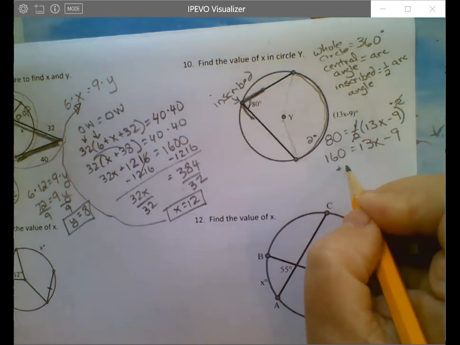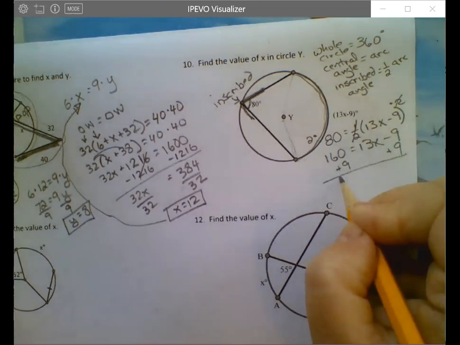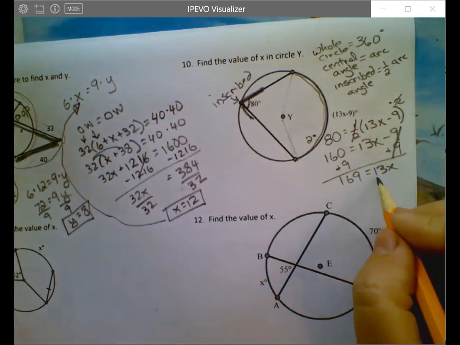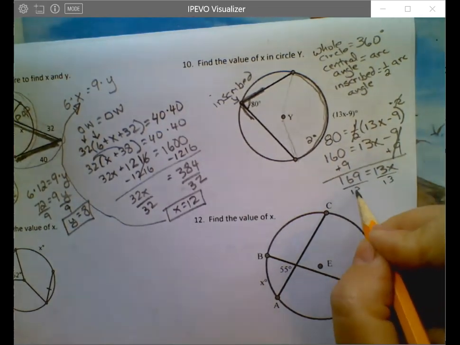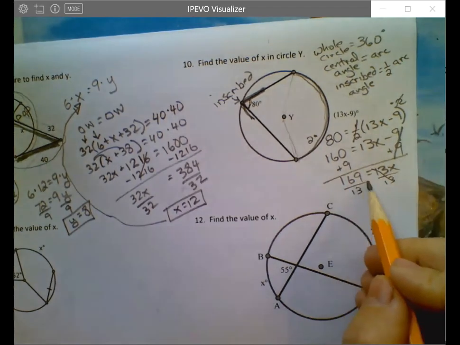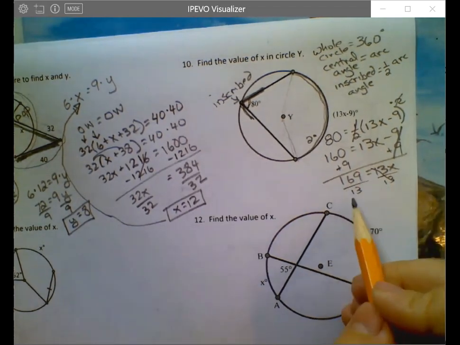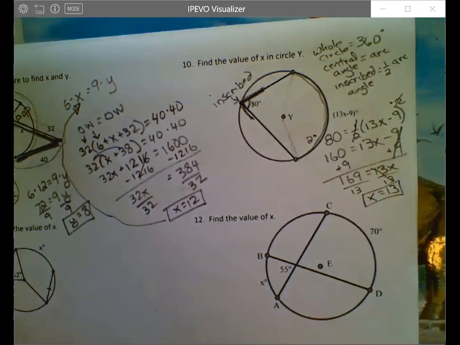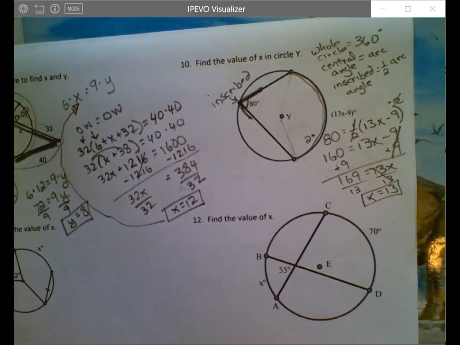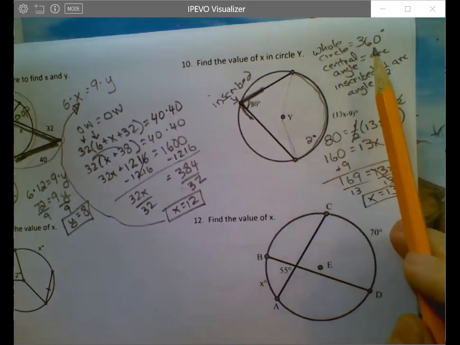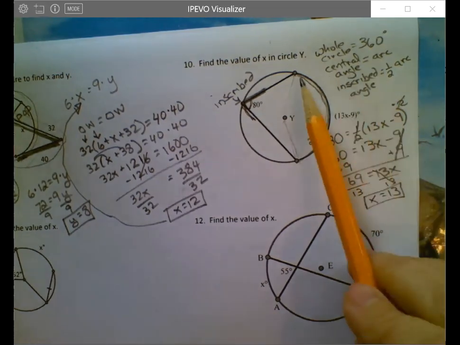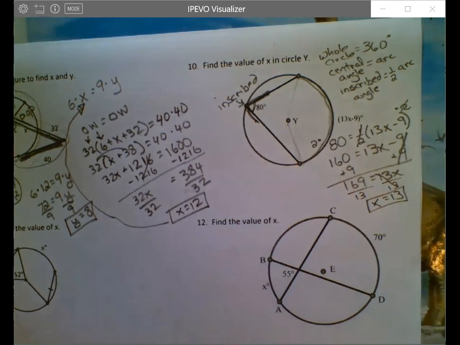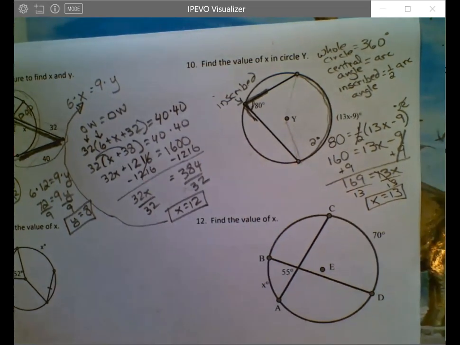I'm going to add 9 to both sides. I get 169 equals 13x, and I just need to divide by 13. In this case, 169 is actually 13 squared. So 169 divided by 13 gives me x equals 13. All right, let's see if we can apply that. These concepts, whole circle equals 360, central angle equals the arc it creates, and the inscribed angle equals half of that arc measure. We'll use that in a few other problems. So next one is number 11.